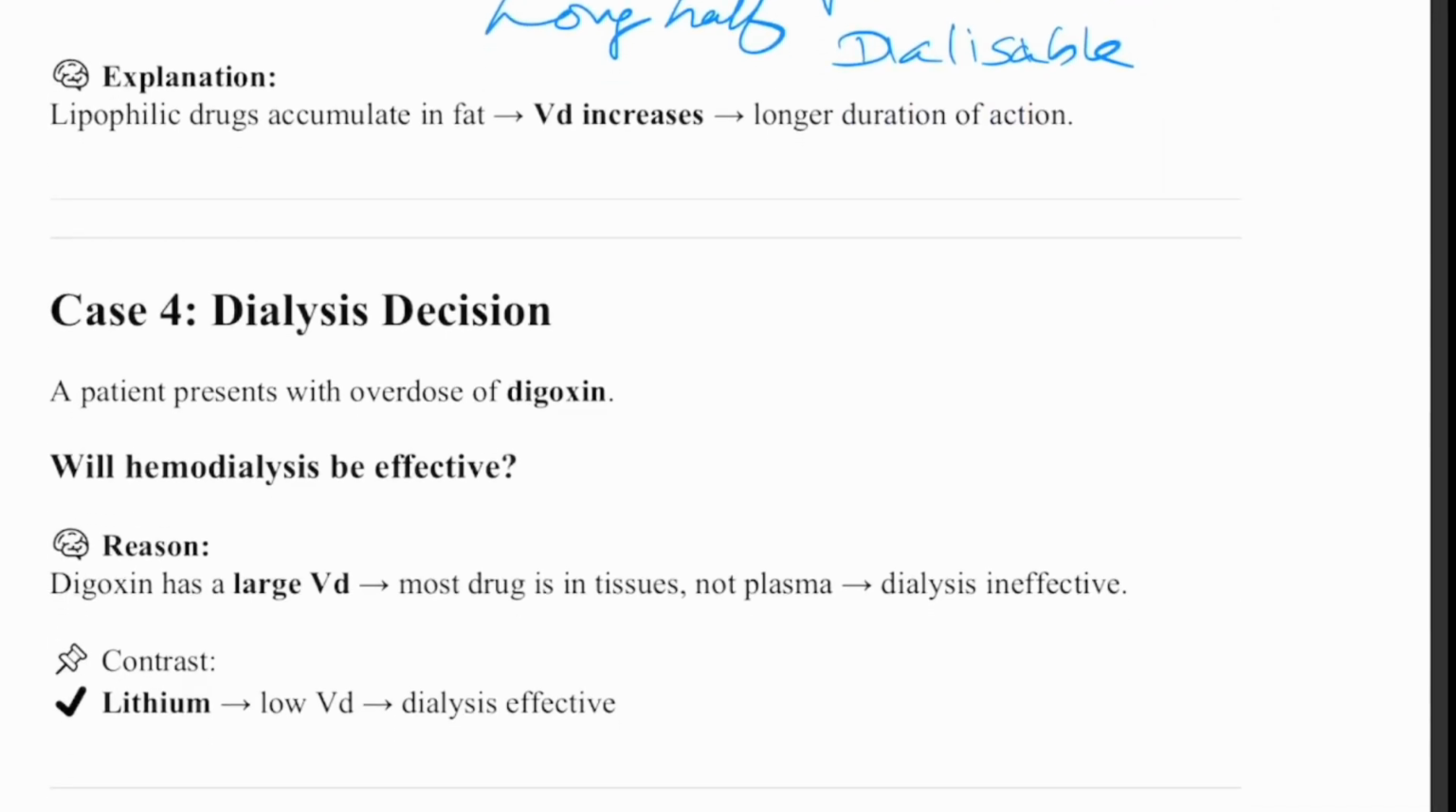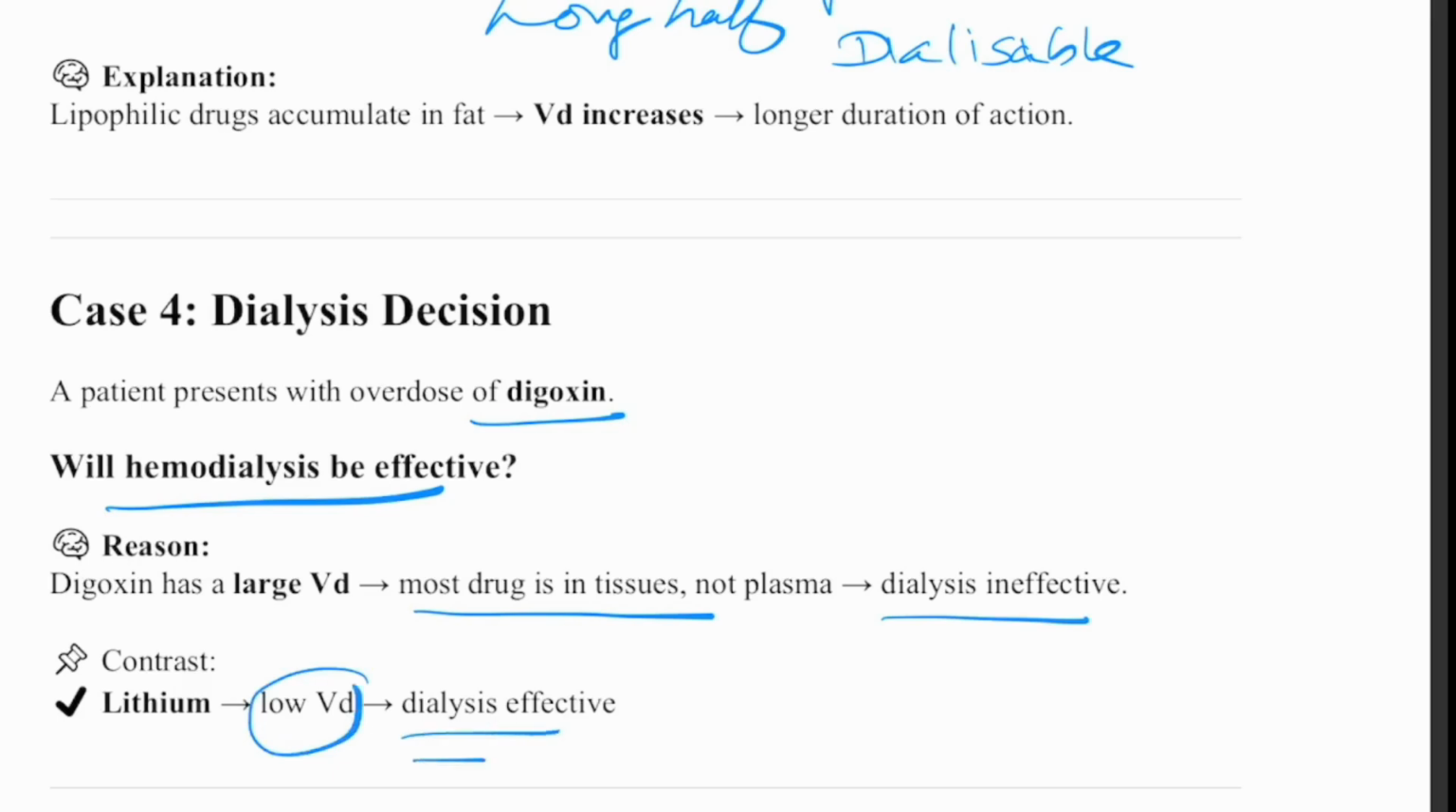Next, a patient presents with an overdose of digoxin. Will hemodialysis be effective? We have already described that digoxin has extensive tissue binding. So it is not in plasma, it goes into tissues. So dialysis is ineffective. Whereas lithium has a low volume of distribution, it is dialysable.